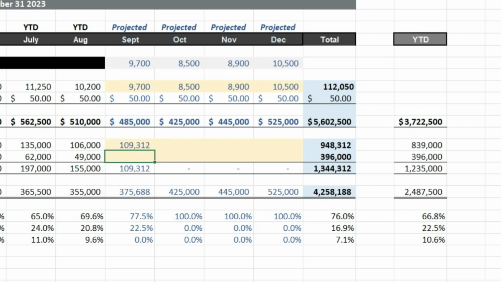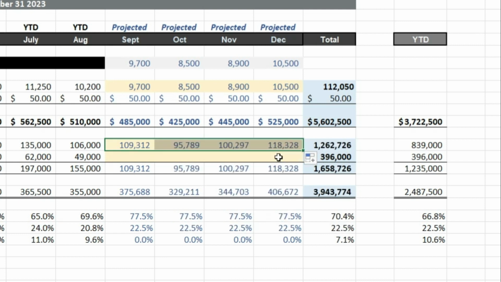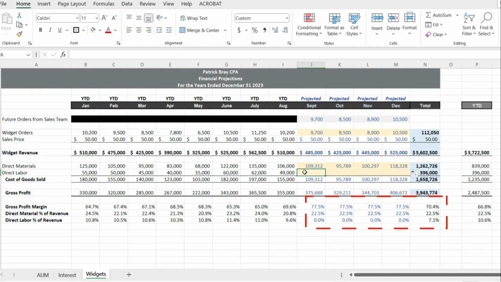If you have better information on how to allocate your direct materials related to cost of goods sold, absolutely use that. I'm using a very simple example. As you can see, when I ran this forward for the year, on a projected basis, I'm ending up at that 22.5% as well, which is exactly the same as 22.5.